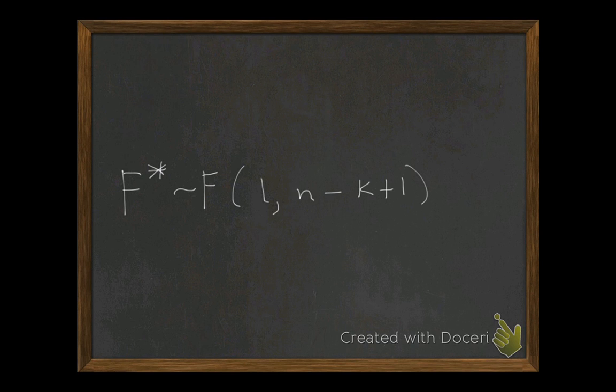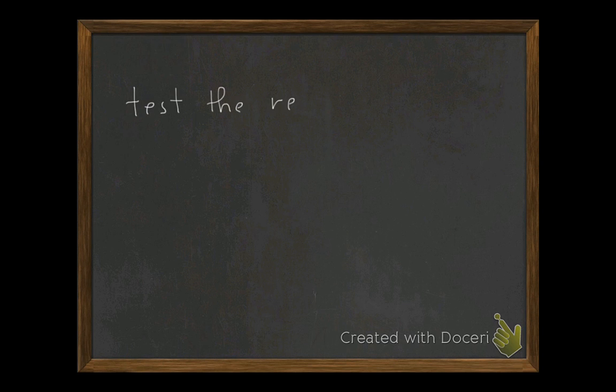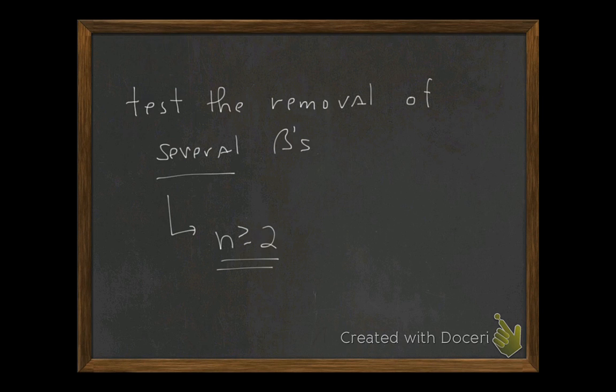Now let's look at the process if we want to test the removal of several betas. And guys, by several, essentially what I mean here is, well, n is sample size. Okay, let's pretend n changes roles here for a second. It's the number of betas that we're removing. So this would be 2 or more.